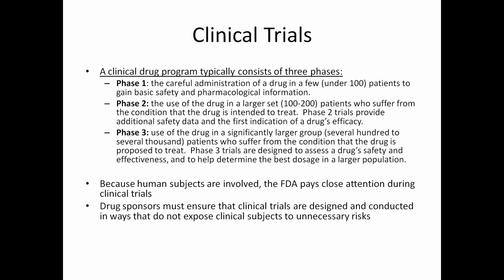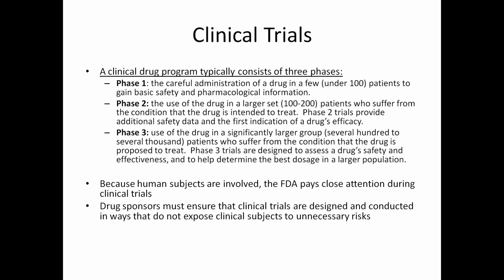Phase 2 trials provide additional safety data and the first indication of a drug's efficacy. Phase 3, use of the drug in a significantly larger group, which is several hundred to several thousand patients, who suffer from the condition that the drug is proposed to treat. Phase 3 trials are designed to assess the drug's safety and effectiveness and to help determine the best dosage in a larger population. While clinical trials for different drugs can vary greatly in design, they are typically similar in structure.